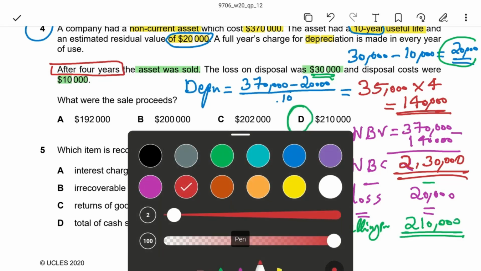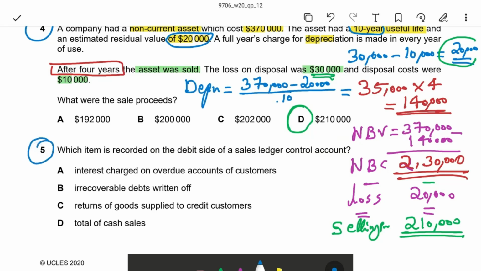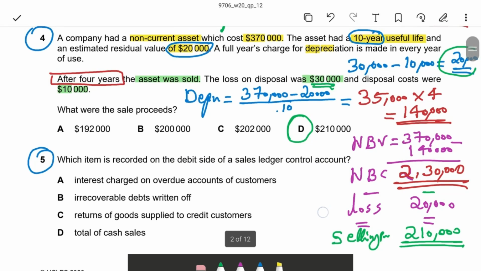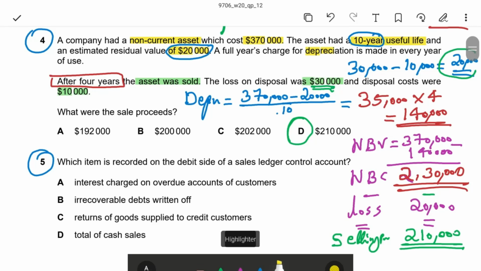Next, question number 5. Which item is recorded on the debit side of the sales ledger control account? Sales ledger control account is the debtors account. Increasing debtors on the debit side, decreasing debtors on the credit side. So let's check the items.